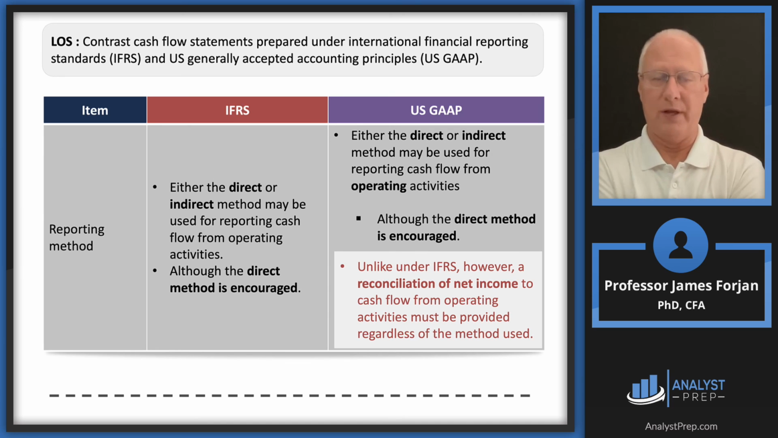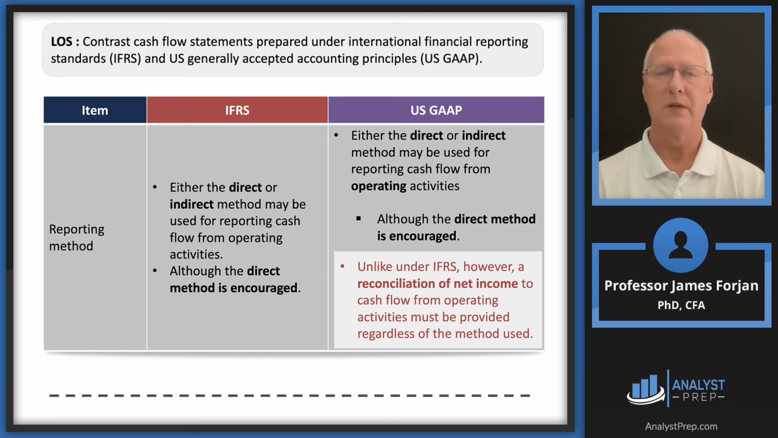Remember that both the international and the U.S. people allow direct or indirect method. However, there are some theoretical differences. Look at those two bottom points. Under the international, the direct method is encouraged, and under the U.S., the direct method is encouraged. So there are some similarities, but then there's a difference in that reconciliation of net income. That's the theoretical difference that I was telling you about. So the good question is probably the white box down on the bottom right.